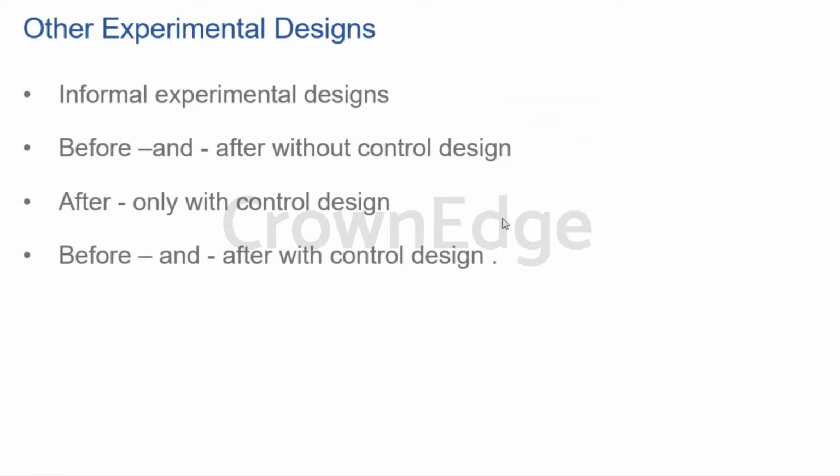Then there are other experimental designs like informal experimental designs: before and after without control design, only after with control design, before and after with control design, completely randomized design, randomized block design, Latin square, factorial designs. These are just different types of randomized control trials. This is a little high level. Questions from this will not be asked generally. I haven't seen.